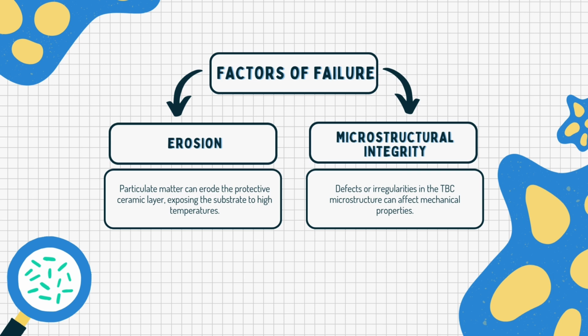Factors of failure in coating. First, erosion. Particulate impact can erode the protective ceramic layer, exposing the substrate to high temperature. Second, microstructural integrity. Defects or irregularities in the TBC microstructure can affect mechanical properties.